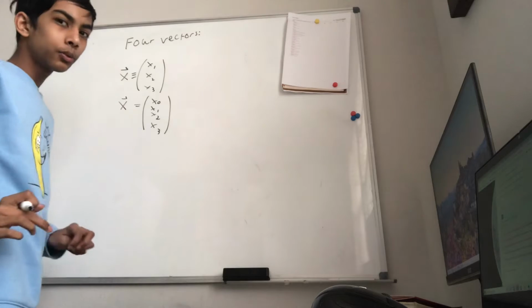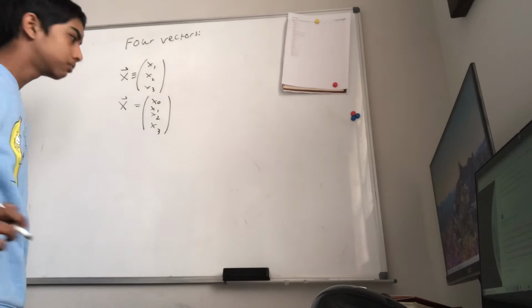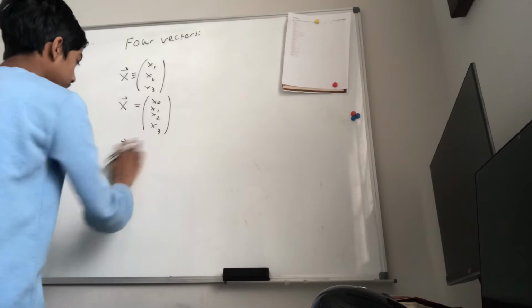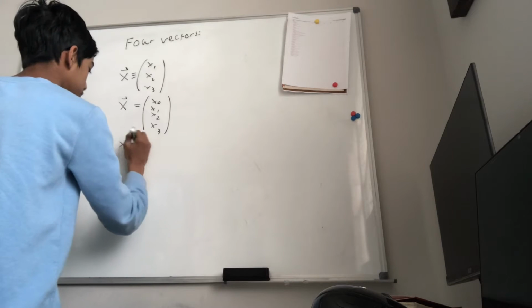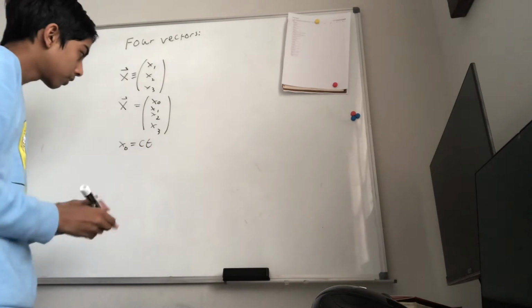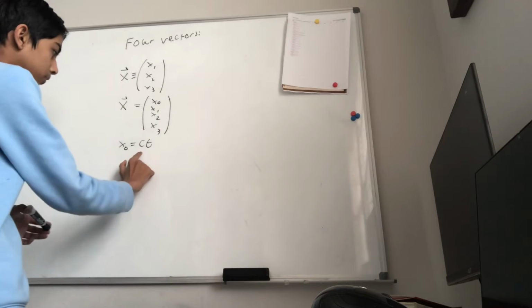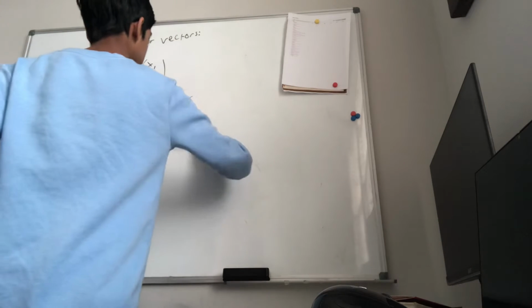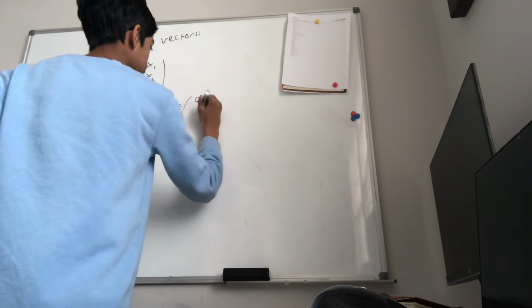So as you notice, the main difference is that this vector has 4 dimensions and this one has 3. So what exactly would this 4th dimension be? Well, let's just say x0 would be equal to ct, which is basically a temporal component, pretty much the speed of light times time. So you could replace this with ct, x, y, z.